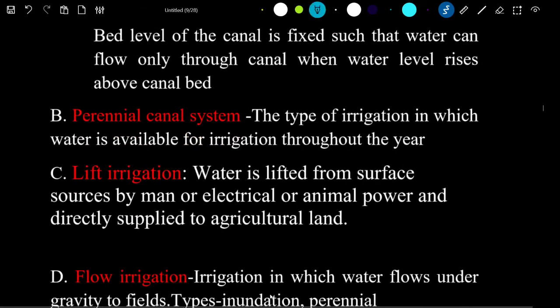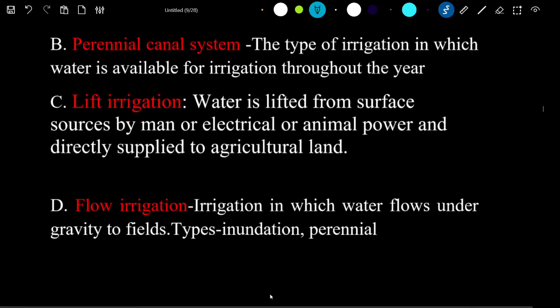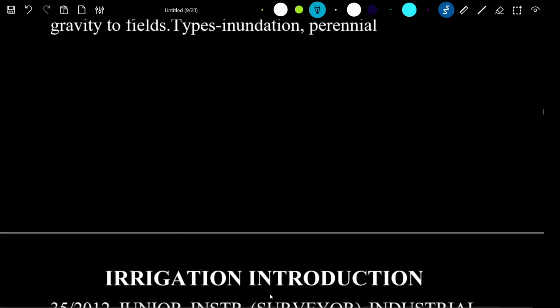Then the next option was a perennial system, where irrigation water is supplied throughout the year. Lift irrigation we already discussed, that is, water is lifted from a surface source or subsurface sources by some methods and applied to the land. Now flow irrigation is a kind of irrigation where water flows under gravity to fields, and the types of flow irrigation are inundation as well as perennial irrigation.